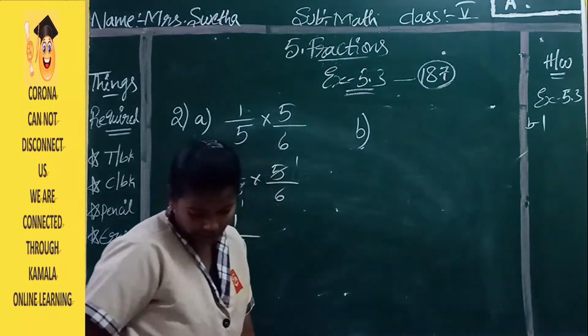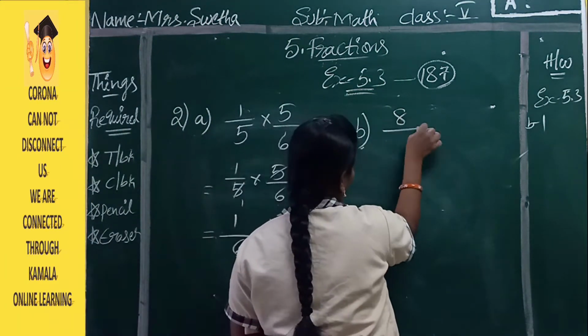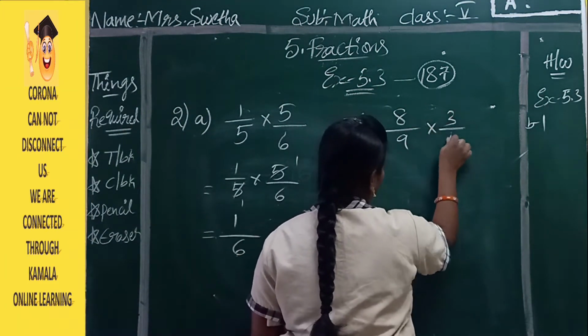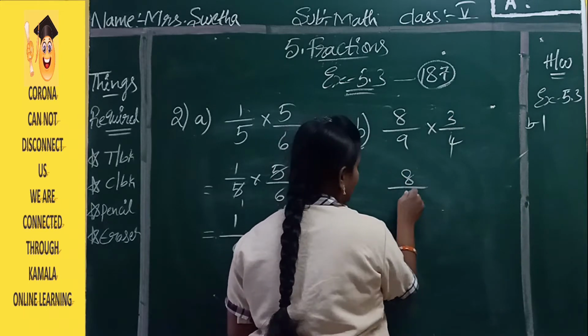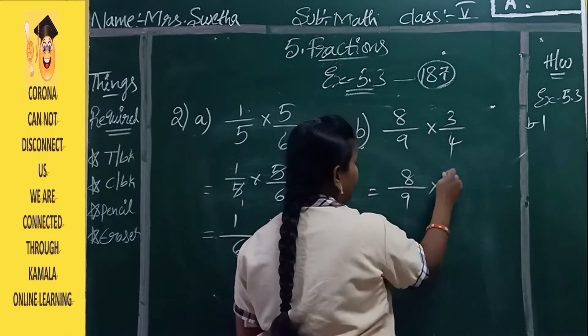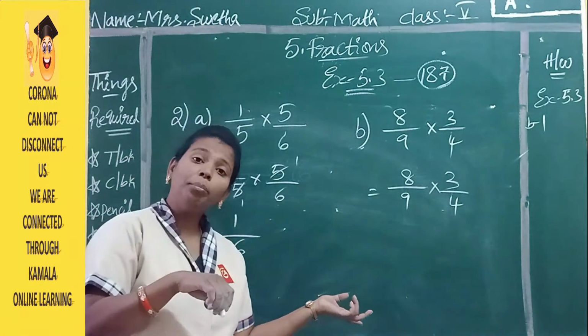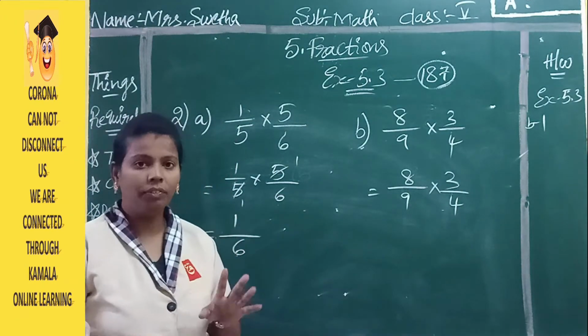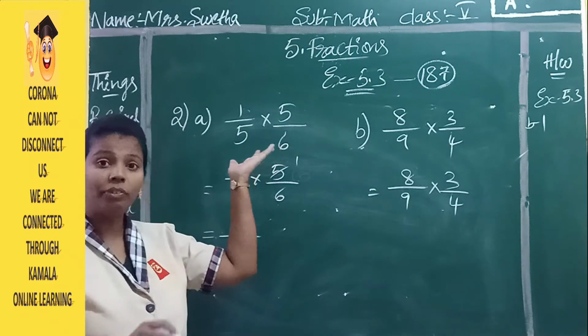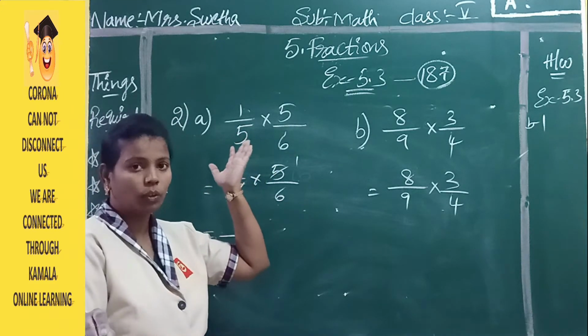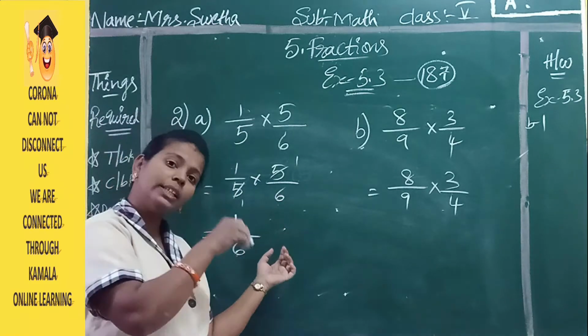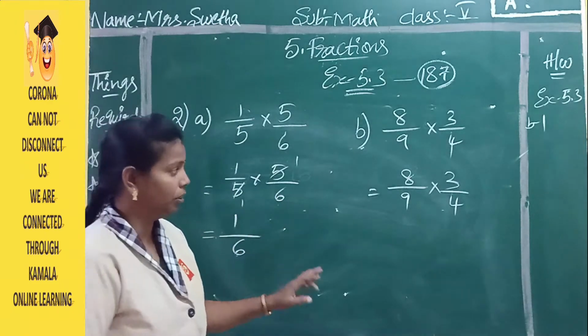Second one also, 8 by 9 into 3 by 4. So just now I said, any way you can do. First you can cancel and then multiply, or else first multiply and then cancel. With the first method we have done the multiplication and cancelling. So the second method we are doing, first cancelling then multiplication. Any way you can do.